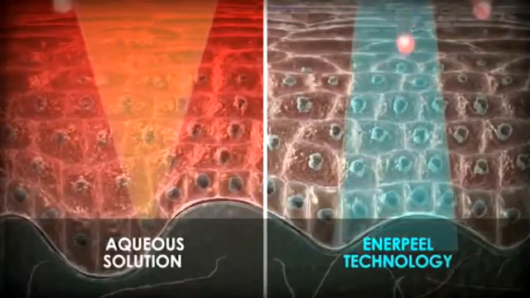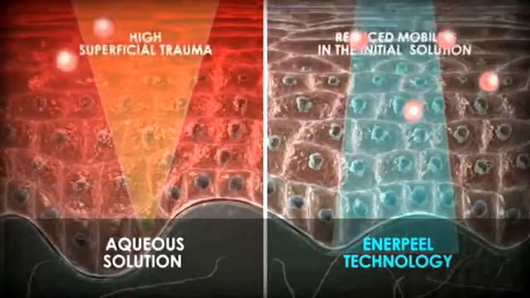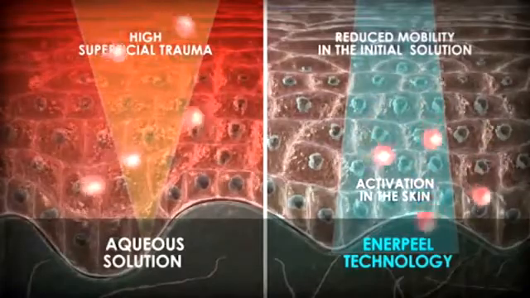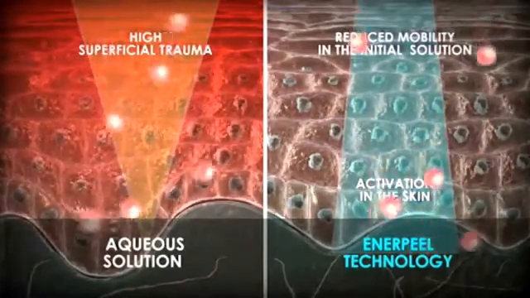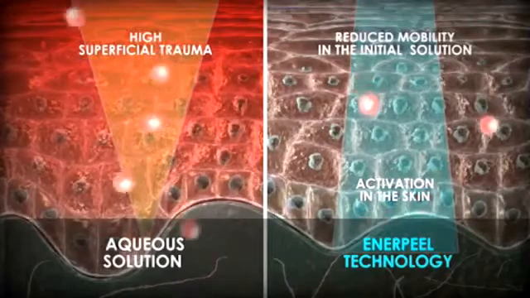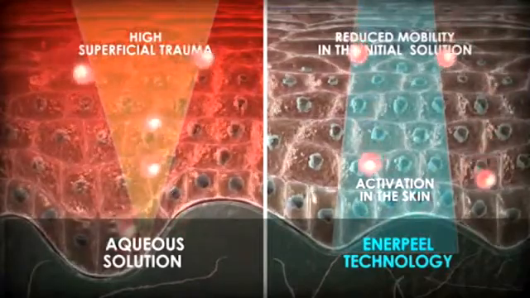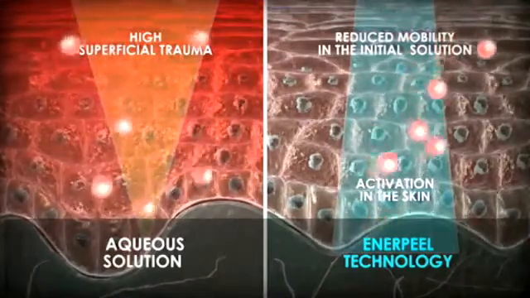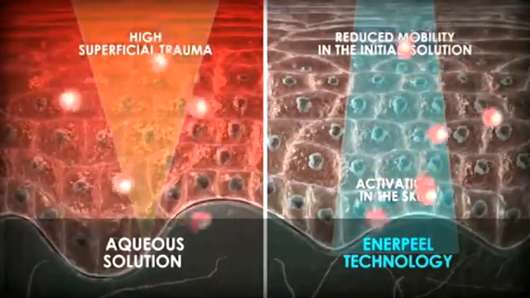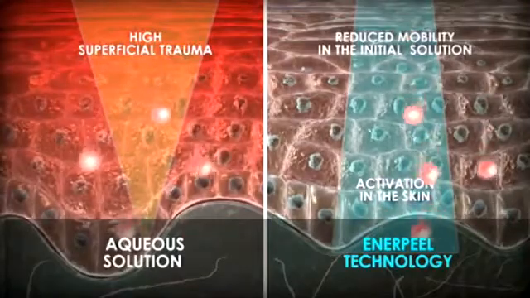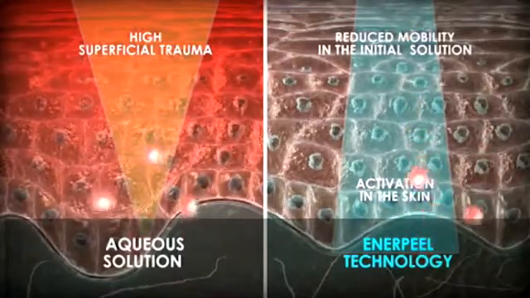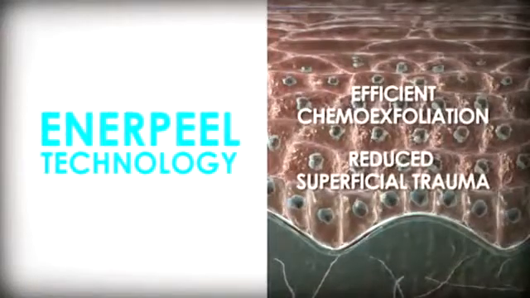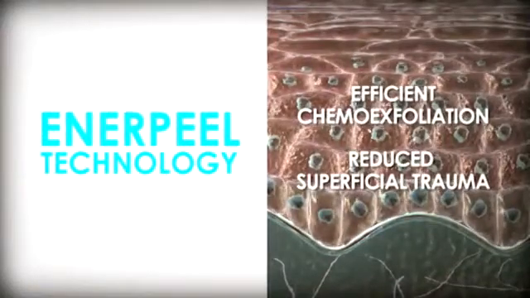In this way, it is possible to achieve a more efficient chemoexfoliation thanks to the ability to control the dynamic activation of the proton at the various skin levels: stratum corneum, living epidermis, dermis, acting in a targeted, effective, and efficient way on the cell and protein structures that characterize them. The ability to control the dynamic activation of the proton when interacting with increasing amounts of water is the basis for an efficient chemoexfoliation with reduced superficial trauma.